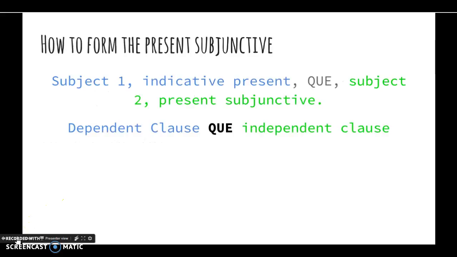So how do we form the present subjunctive sentences? In the dependent clause, here in blue, we have a subject and the indicative present tense of a verb. And then we have que to separate the dependent clause and the independent clause. And in green, we have our independent clause, which has subject 2, which can also be the same subject as subject 1. And then we have a present subjunctive verb.